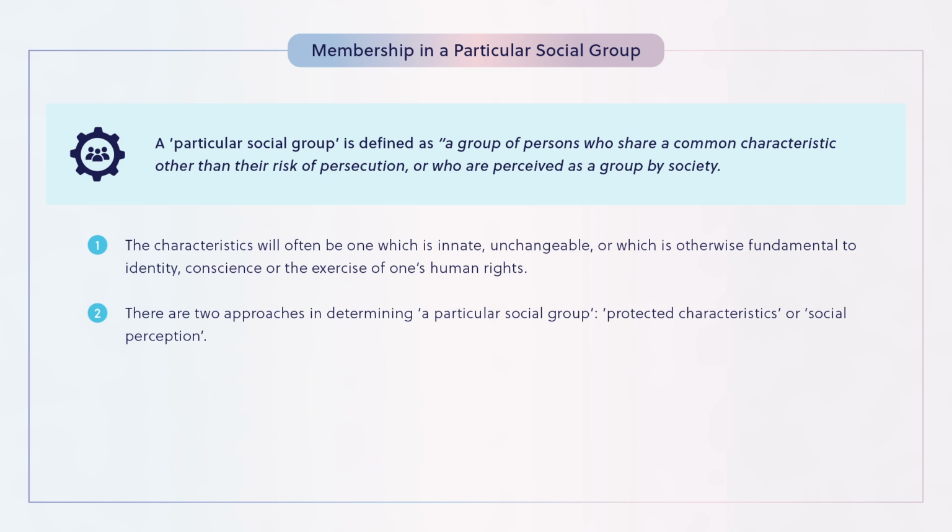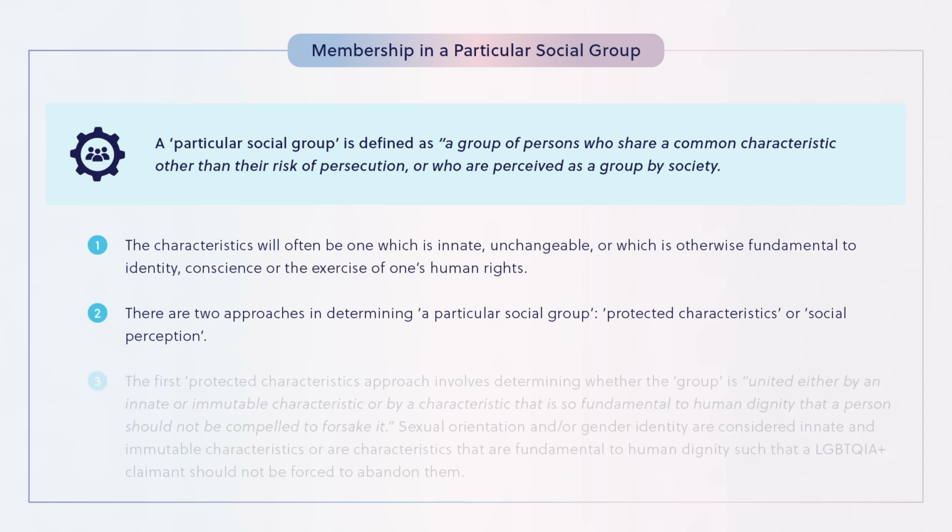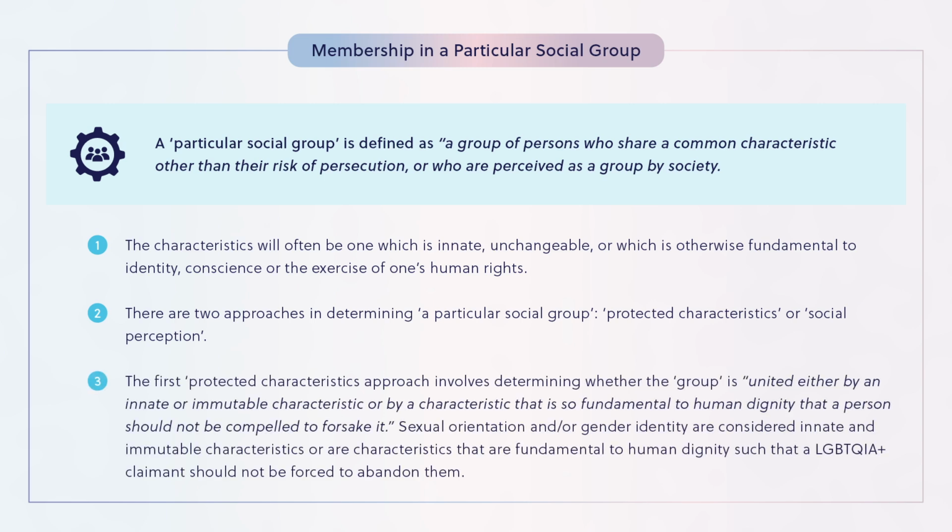There are two approaches in determining a particular social group: protected characteristics or social perception. The first, protected characteristics approach, involves determining whether the group is united either by an innate or immutable characteristic or by a characteristic that is so fundamental to human dignity that a person should not be compelled to forsake it. Sexual orientation and/or gender identity are considered innate and immutable characteristics or are characteristics that are fundamental to human dignity such that a LGBTQIA+ claimant should not be forced to abandon them.